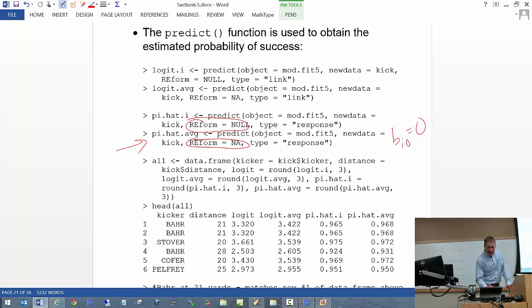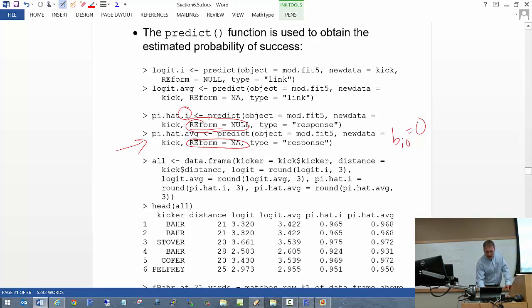Now pi.hat.I, what's in there is my estimated probability of success for, let's say, the ith place kicker. And so RE.form, first of all, RE there, in case you didn't realize, stands for random effect. And then form means how we're going to deal with the formula, you could say, for this random effect. What the NULL argument says is, okay, let's just use the predicted values, the b hats, for each individual place kicker when we actually find the estimated probability of success.